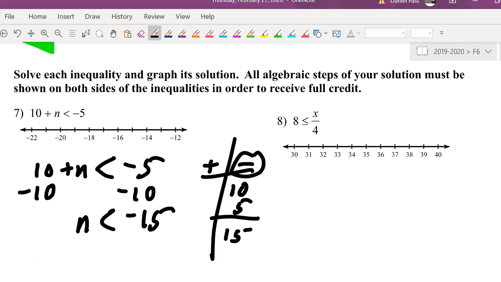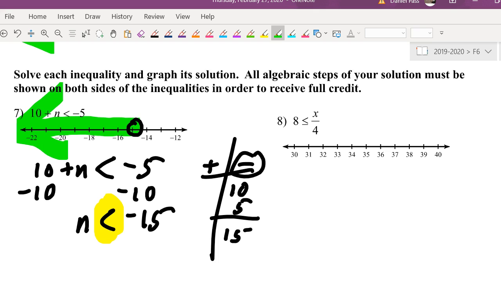Hey, wait a second. Was I supposed to change the inequality sign? No, because I was subtracting on both sides. I was not multiplying or dividing by a negative. So we do not change the inequality here. Be careful. Okay, so negative 15, open circle. And this is on the pointy left again.